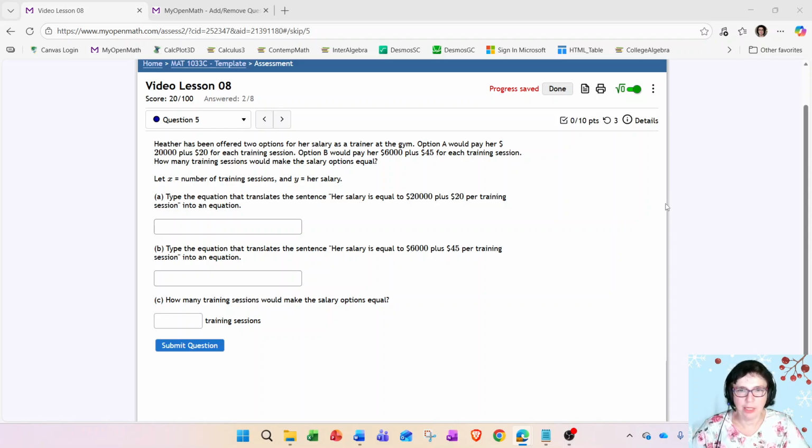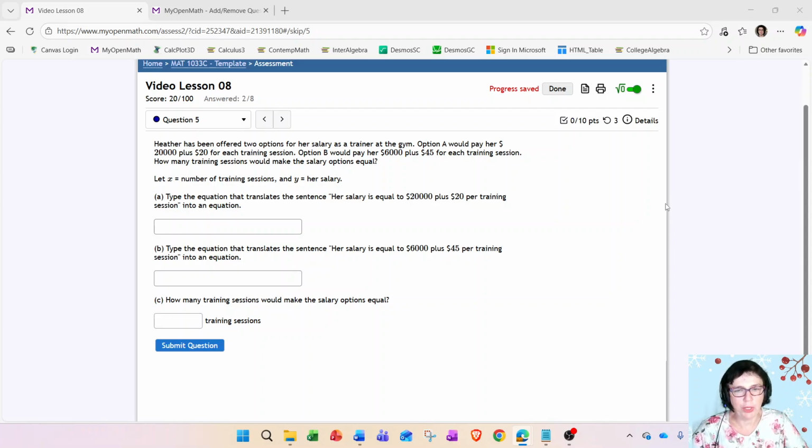Option A says it'll pay her $20,000 plus $20 for each training session. Option B will pay her only $6,000, but it'll pay $45 for each training session. How many training sessions would make the salary options equal? That is going to be interesting because if she can estimate how many training sessions she will offer, she'll be able to decide between the two options.